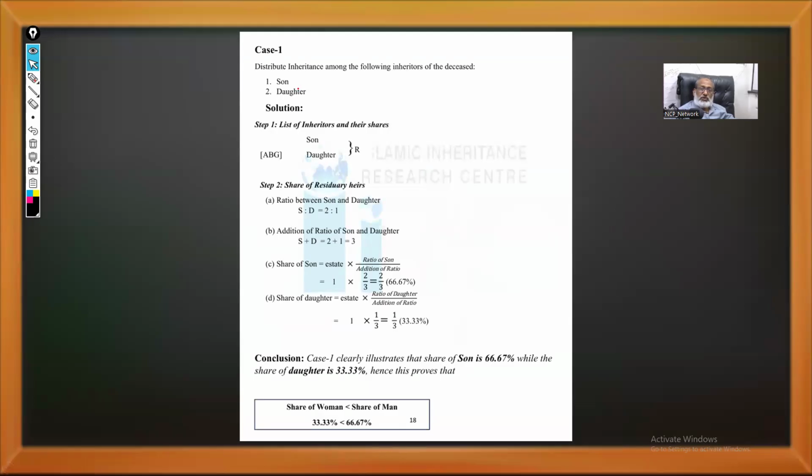Let's say we have a son and a daughter. Then the total estate of the deceased person will be divided because that is the ABG, asbabi ghairihi, or you can say the daughter is residuary by another, and the son is always residuary by himself. So the son will get two shares and the daughter will get one share. In that case, the share of the son will be 66.67%, but the share of the daughter is 33%.